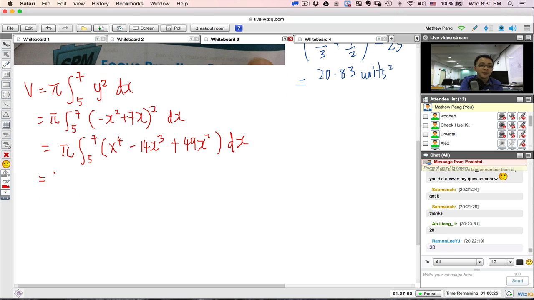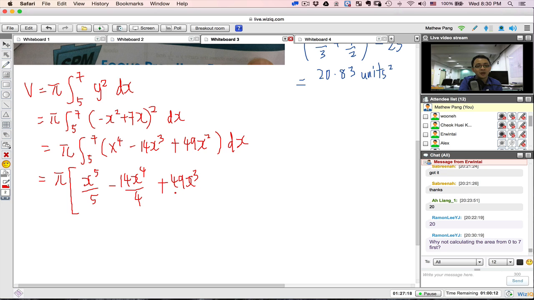Pi I just leave outside. At the end only I multiply it in if I want. This is x power of 5 over 5 minus 14x power of 4 over 4 plus 49x power of 3 over 3. Then this one will be 7 and 5. Alright, then you just press the calculator, you will get some answer in terms of pi.